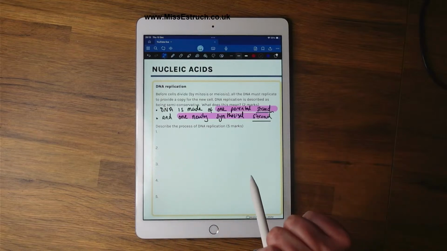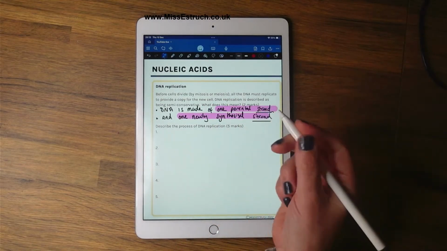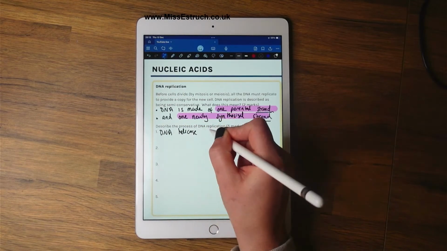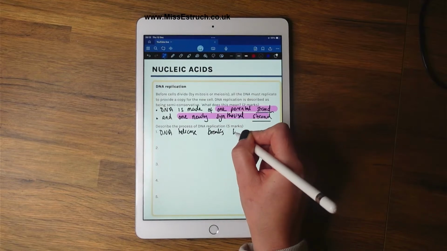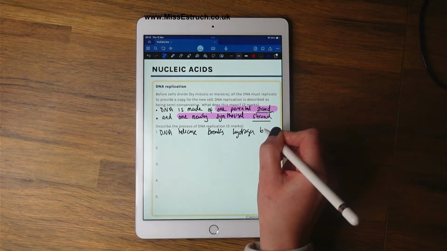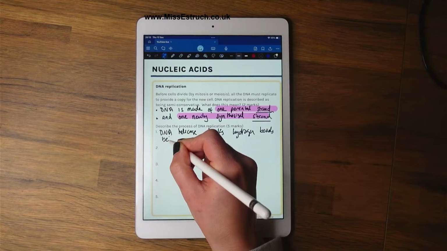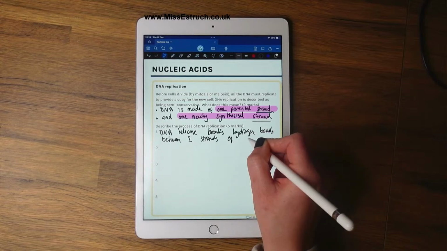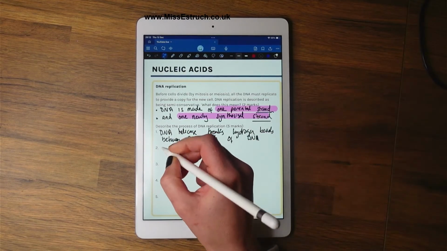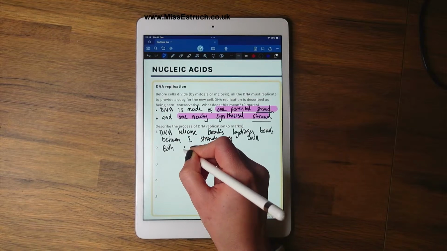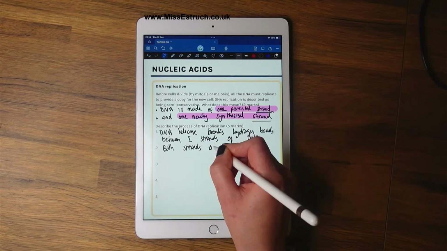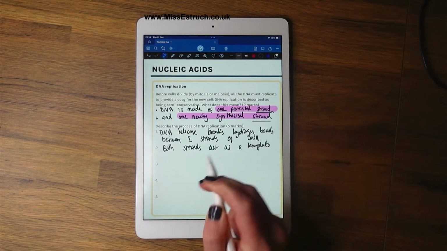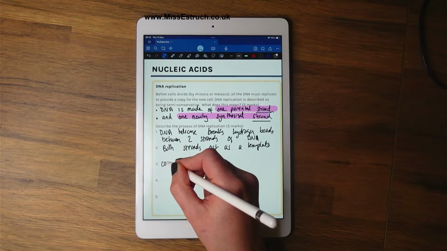Right, describe the process of DNA replication. So we said DNA helicase breaks hydrogen bonds between 2 strands of DNA. Then we said both strands act as a template. Then the complementary base pairs.